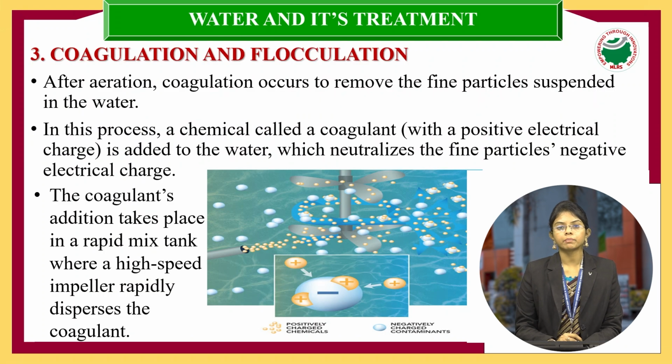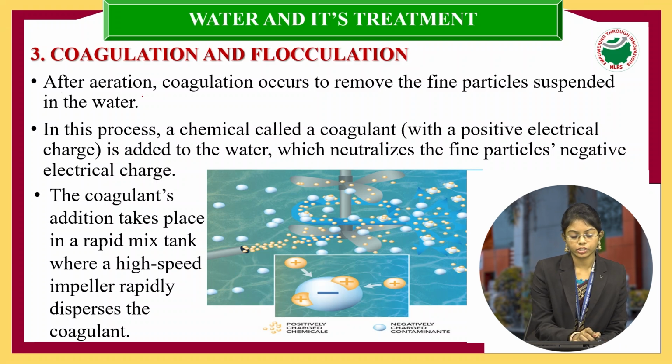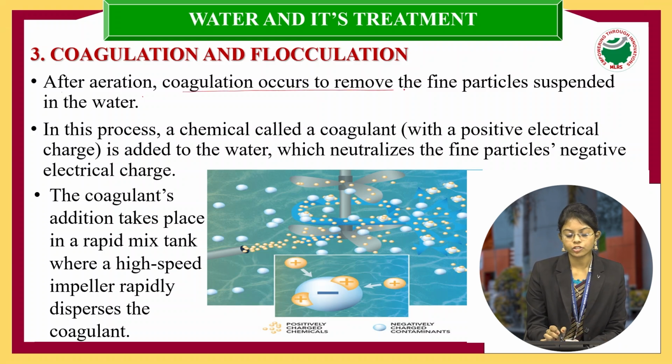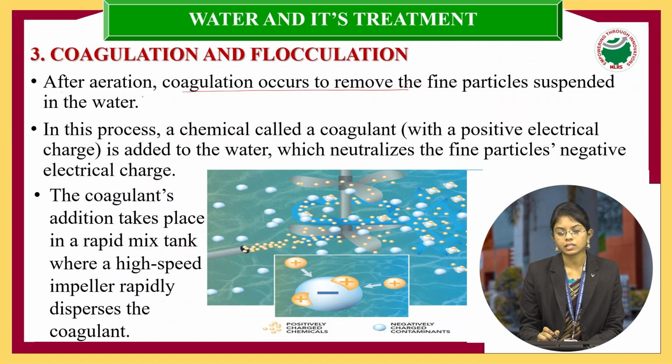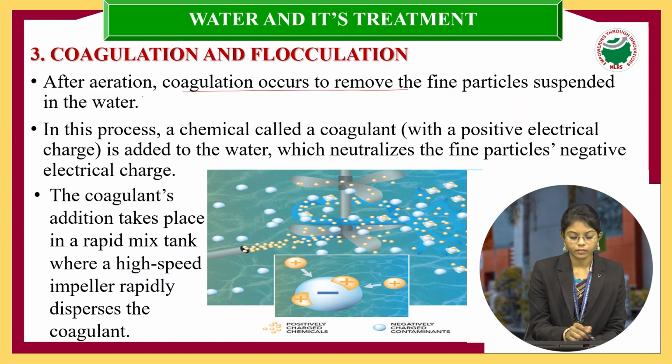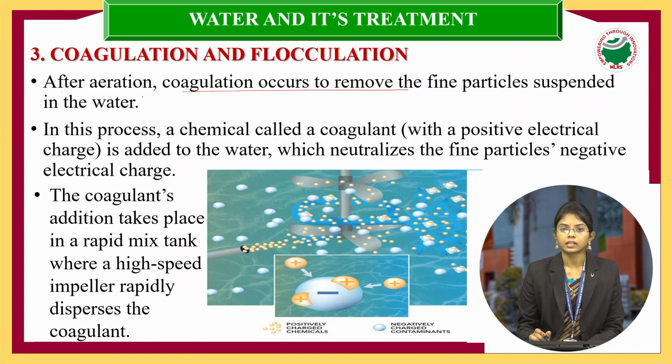So the next step is coagulation and flocculation, which follows aeration. Whatever water is purified under the aeration process is now sent to coagulation and flocculation. We'll see now what coagulation and flocculation are. After aeration, coagulation occurs to remove the fine particles from the water. So whatever fine particles are suspended in the water are removed.